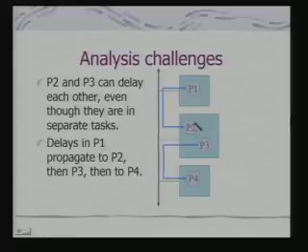So, depending on the scheduling of P2 and P3, P4, as well as the performance of P1, would critically determine P2, because if P1 is delayed, P2 will be delayed. If P2 is delayed, P3 may not be scheduled. If P3 is not scheduled, P4 may be delayed. So, P2 and P3 can delay each other even though they are in separate tasks. Okay. So, delays in P1 propagate to P2, then P3, then to P4. So, this kind of analysis becomes important to be done. So, the scheduling policy of the processes themselves decides the scheduling policy of the tasks as well.